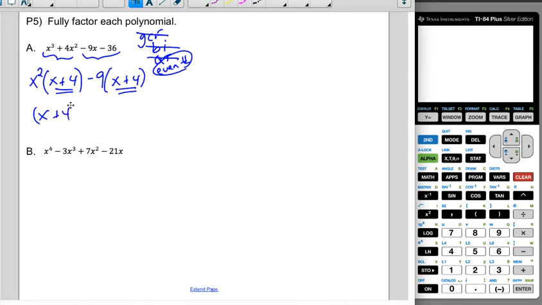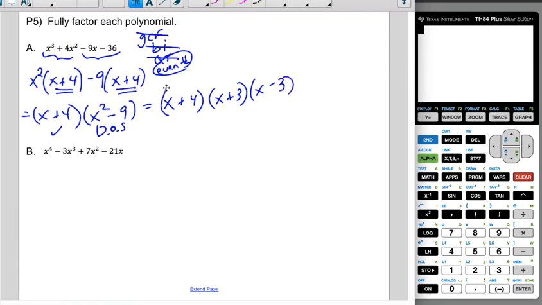So I get that this is an x plus 4 times an x squared minus 9, but this one is a difference of squares, right? This is prime, that one's fine. So I get x plus 4, and then since x squared minus 9 is x squared minus 3 squared, it's x plus 3, x minus 3, and that's my answer.